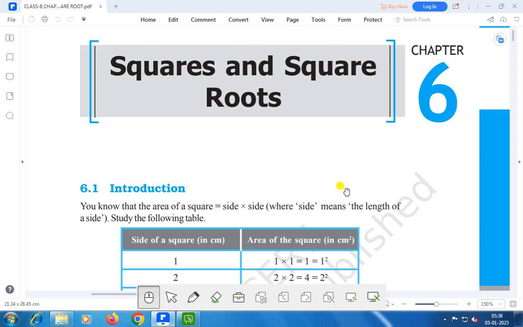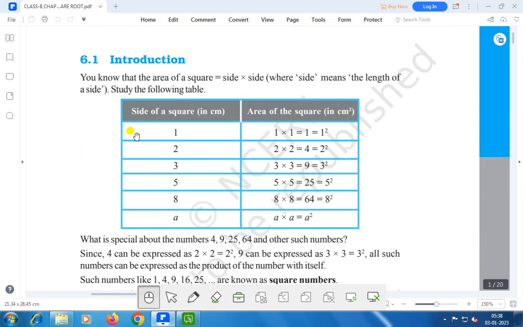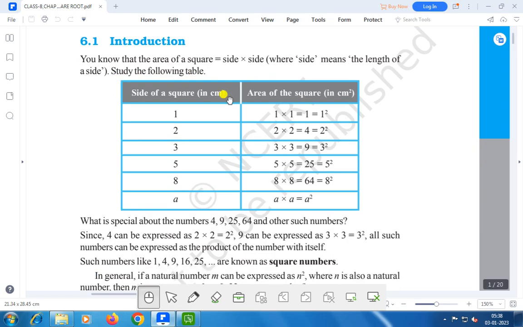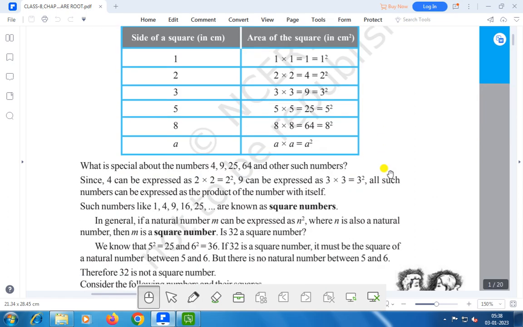Here is the introduction. You know that the area of a square is equal to side into side, where side means the length of a side. Study the following table. Side of a square in centimeters 1: area of the square is 1 into 1, that is 1. 2 into 2, that is 4. 3 square, 9. 5 square, 25. 8 square, 64. a into a, a square.